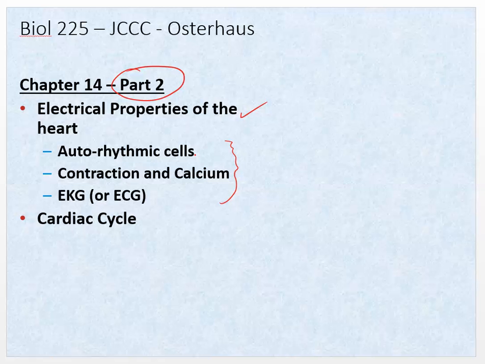First of all, we're going to start out talking about the autorhythmic cells. And then we'll talk about contraction and how calcium plays a big role that's very different in cardiac muscle as compared to skeletal muscle. I mean skeletal, striated, of course. Cardiac muscle is also striated. And then we'll talk about the EKG and finally the cardiac cycle.